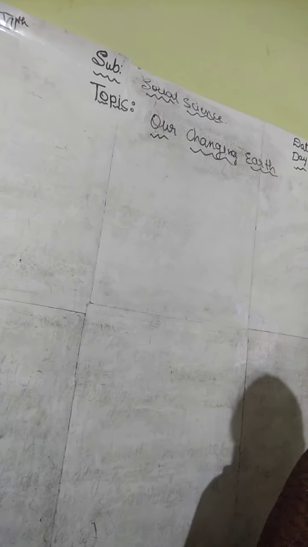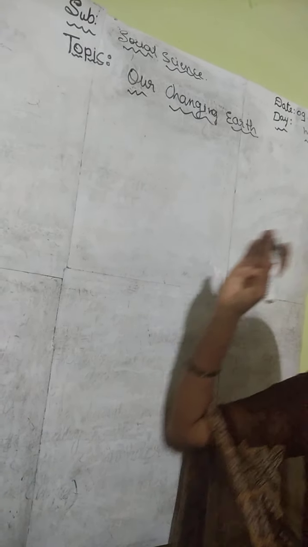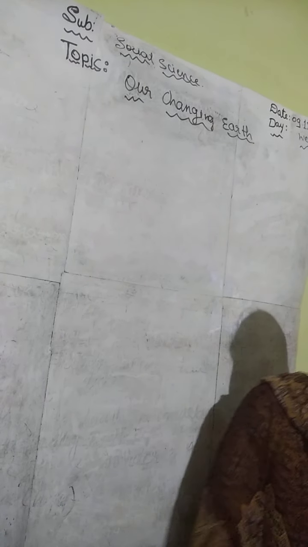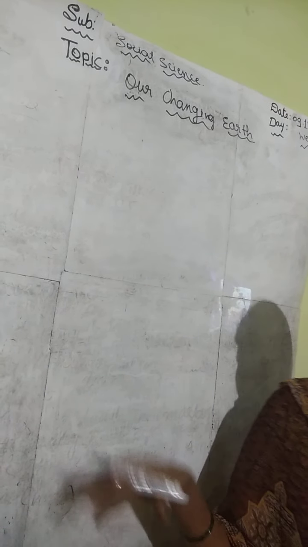So why do they move so slowly? It is because of the movement of the molten magma inside the earth. That's why they move just a few millimeters in a year. So here students, the movement of these plates causes changes inside the earth and on the earth. So what are those changes, how do we see them?